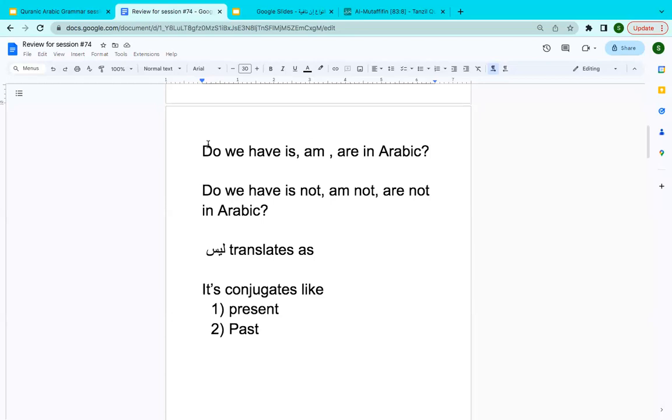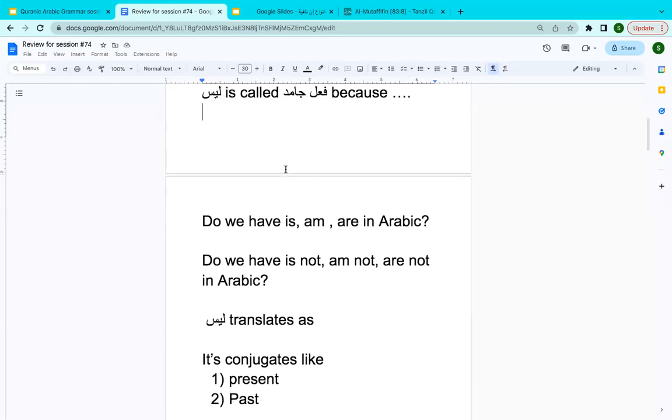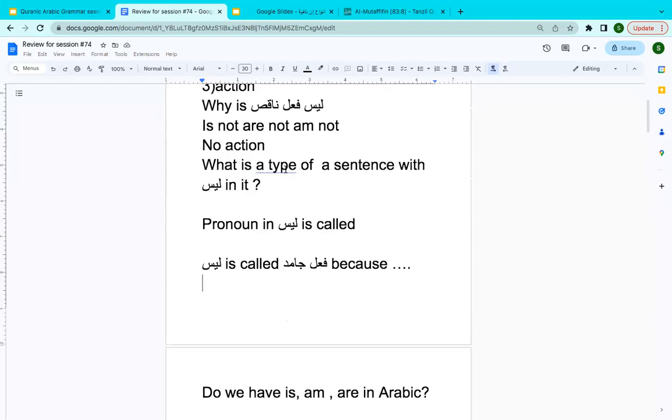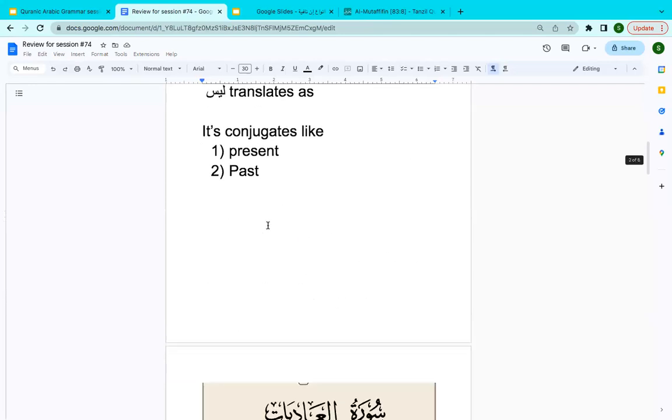And this is also some oversimplification. Sometimes there is a word that may be translated as is, am, are, but for now, for the most common sentences that we have learned, we did not have any am, are, or is there, okay? We just added them. Ana muslimun, antum muslimuna. I added are, but there was no are there, right? A-R-E was not there. It was absent.